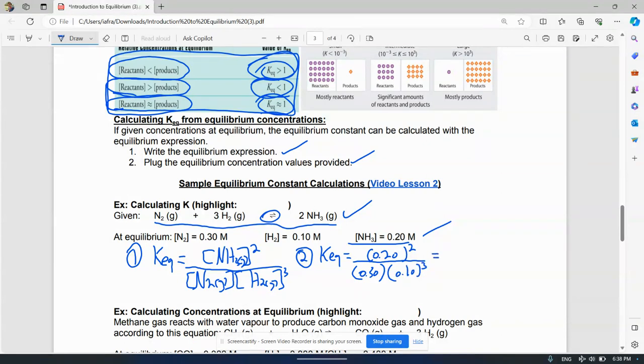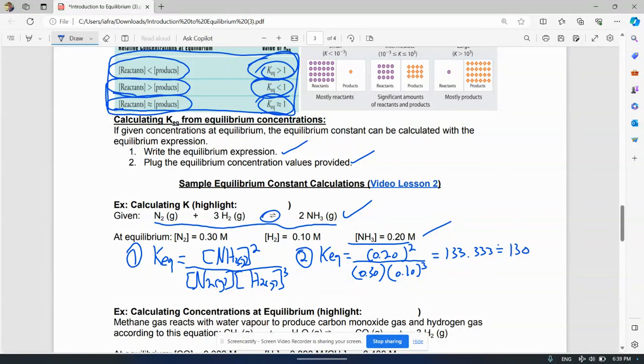And so we can go ahead and plug that into our calculator and see the result that we get. I highly recommend you practice using your calculator during these rounds to make sure that you are on the right path with using your calculator properly. So I have mine ready, 0.2 squared divided by 0.3 divided by 0.10 to the power of 3. And we get 133.333, which to the proper number of sig figs, 2 sig figs, is about 130.